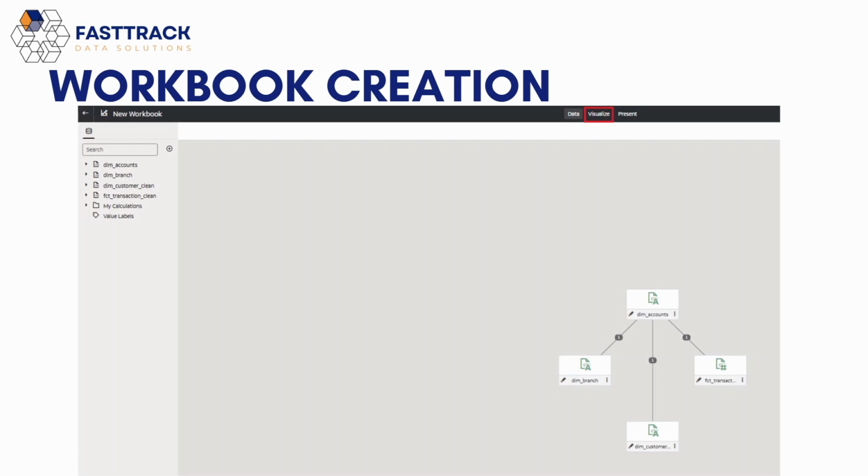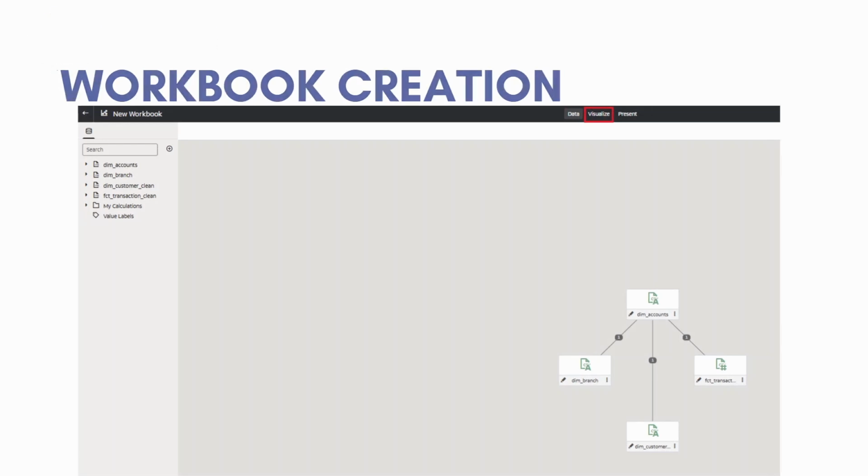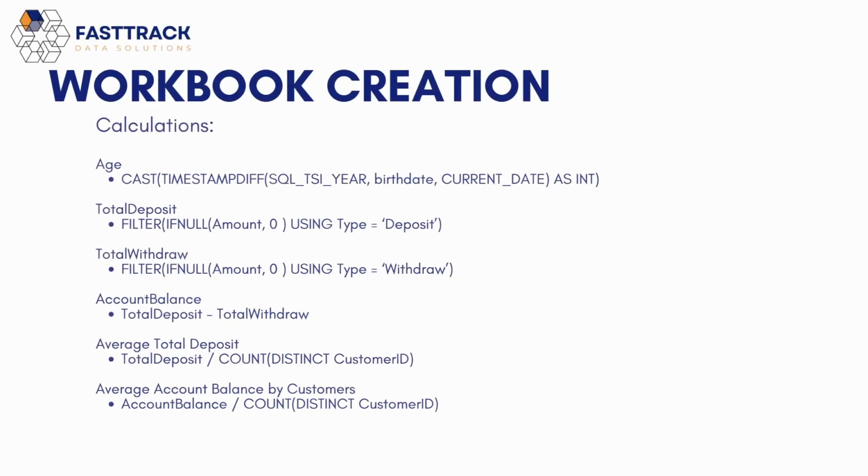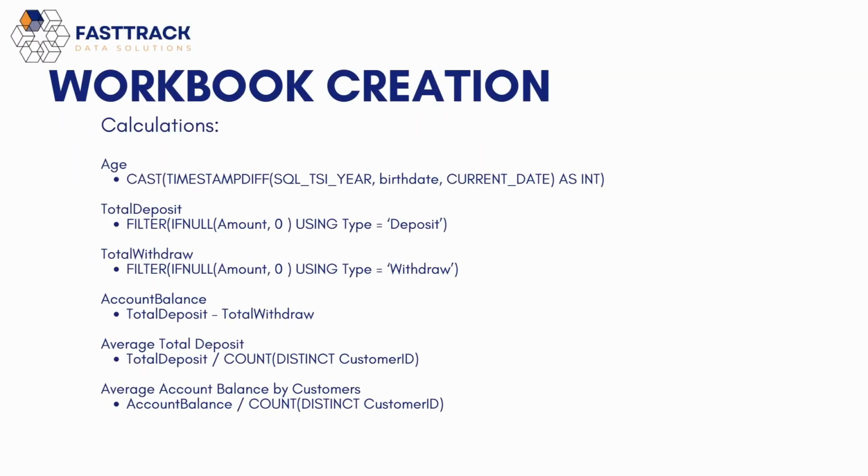After completing the joining of the datasets, go back to the Visualize tab to start the next step. After going to the Visualize tab, you will see the interface where you can start creating your visualizations. On the left panel, you will find your datasets and a section called My Calculations. To create new calculated fields or metrics, right-click on My Calculations and select Create Calculation. Follow the formula naming and the formulas shown on the screen.